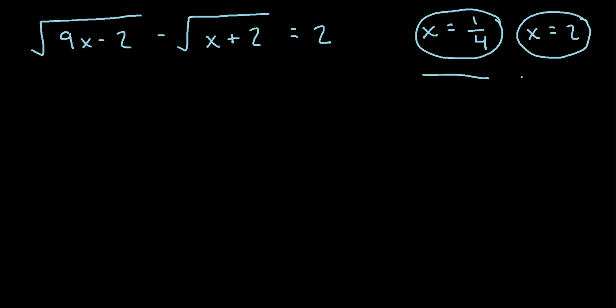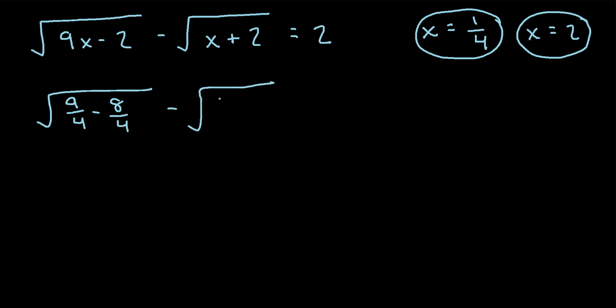All right, so here are the two solutions that we got for x. We need to plug these solutions into this original equation to verify that they actually produce a correct answer. So if we plug in 1/4, let's start with that. So we get the square root of 9 times 1/4, so 9/4, minus, if we want, we can write 2 as 8/4, since that's the same as 2. And then we have minus the square root of 1/4 plus, again, we can write 2 as 8/4, just so we have fractions with the same denominators to work with, is equal to 2.